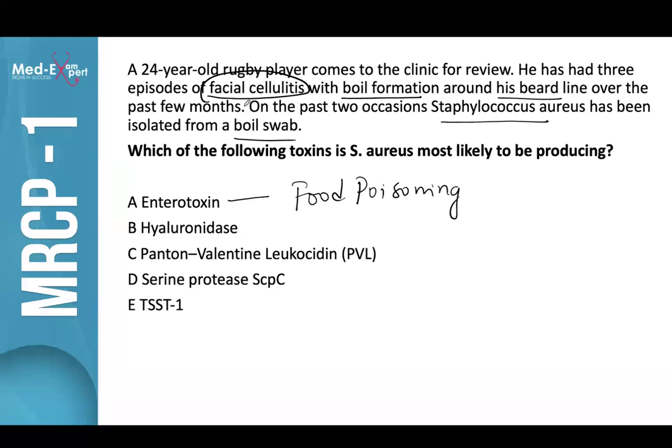Enterotoxin will produce food poisoning, because tomorrow they will give another scenario where a person went and ate some barbecue in a restaurant and started vomiting within 2 hours after eating it. That is Staphylococcus preformed toxin. This enterotoxin will cause your food poisoning. Then what is given here? Hyaluronidase and phospholipase C all help in invasion and penetration into the host tissue.